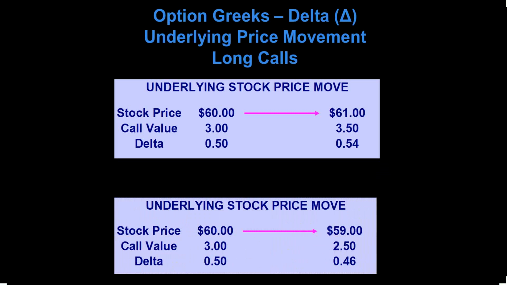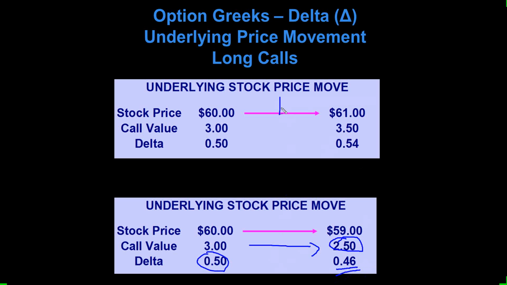Now, let's look at the other scenario. Stock goes in the other direction. You've got a delta of 50, again, just like up at the top, but now it goes down to 59. The option contract goes down 50 cents because you've got a delta of 50. But now look at delta here. It's gone down to 46.